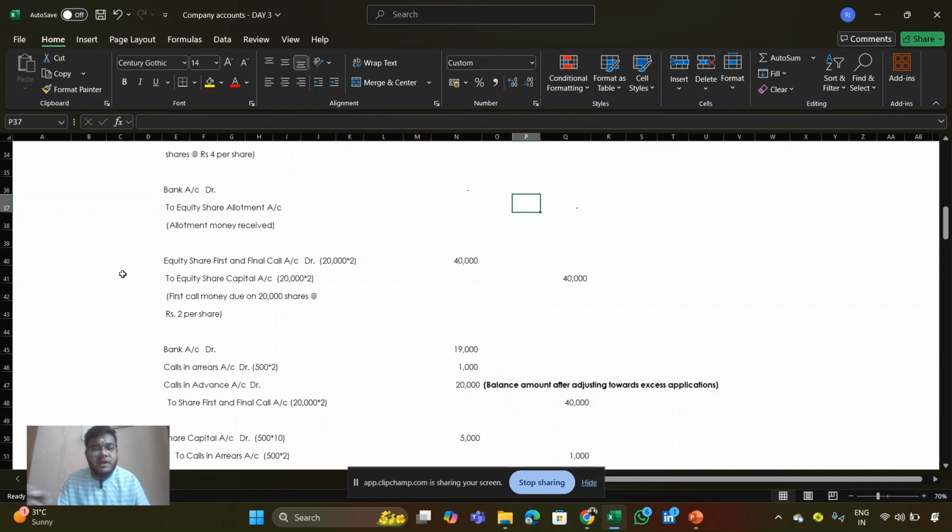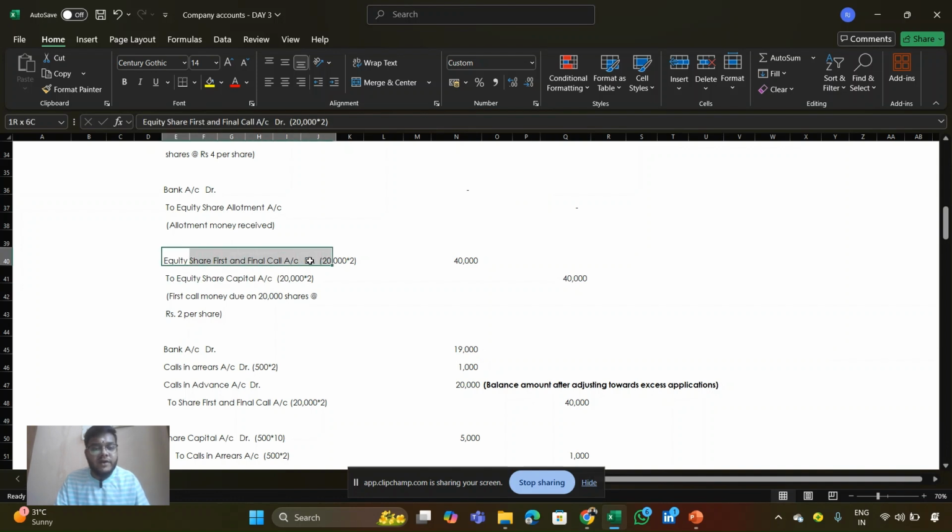So there is no partial reissue, so there will be no gain. So we know no need to transfer to capital reserve. So capital reserve entry is not required. You can write it as a note and mention it as an entry, or you can directly write the entry and mention it as zero. Next, first and final call.